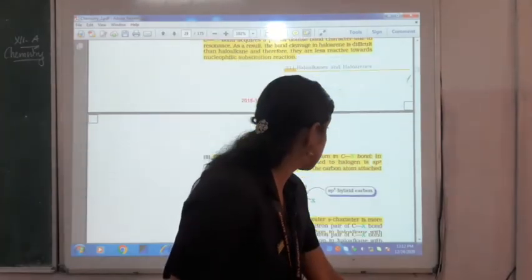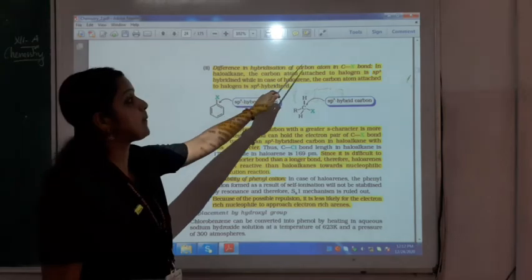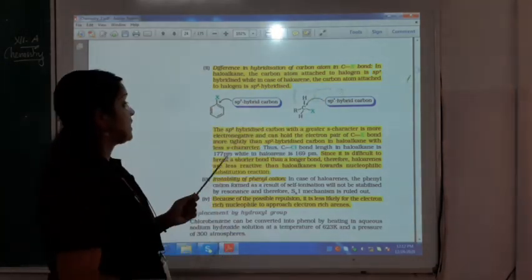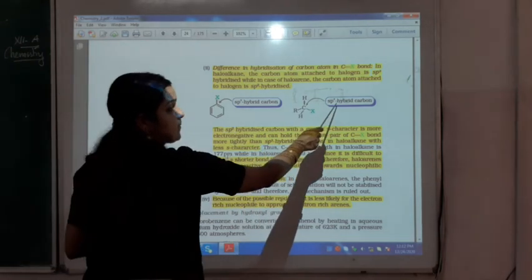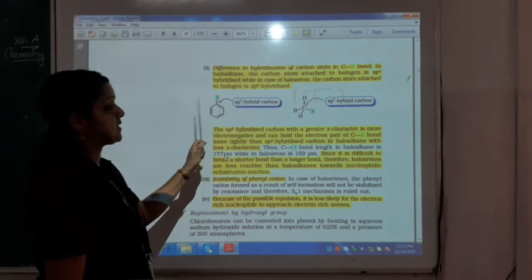Now if you see the next two reasons, difference in hybridization of the carbon atom in haloalkanes and haloarenes. If you see haloalkanes, it is sp3 hybridized. That is, in case of haloarene, it is sp2.